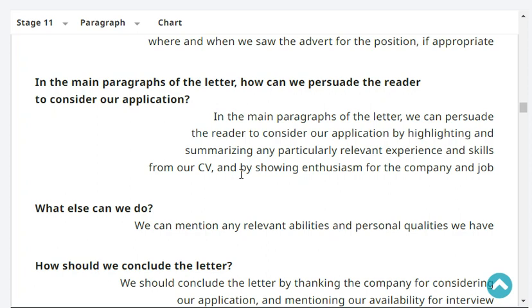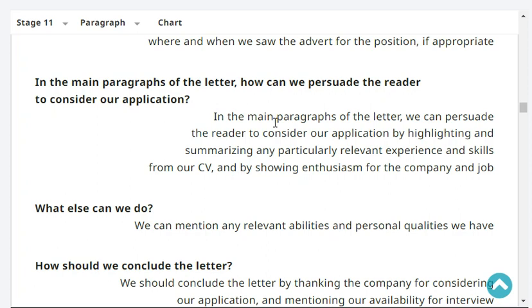Very good. In the main paragraph of the letter, how can we persuade the reader to consider our application? In the main paragraph of the letter, we can persuade the reader to consider our application by highlighting and summarizing any particularly relevant experience and skills from our CV, and by showing enthusiasm for their company and job.